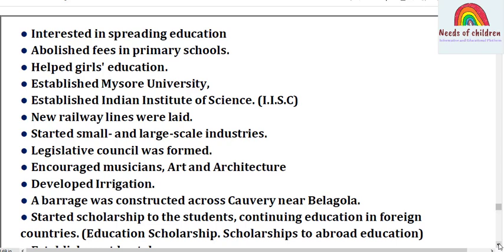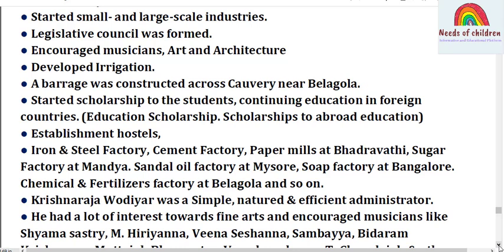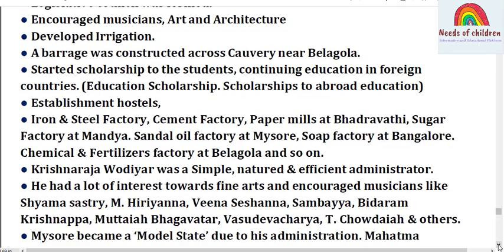Answer for this. Interested in spreading education, he abolished fees in primary schools, helped girls' education, established Mysuru University, established the Indian Institute of Science, new railway lines were laid, started small and large-scale industries, the Legislative Council was formed, encouraged musicians, art and architecture, developed irrigation, a barrage was constructed across Kaveri near Belagula, started scholarships to students, scholarships for education in foreign countries, established hostels, iron and steel factory, cement factory, paper mills at Bhadravati, sugar factory at Mandya, sandalwood oil factory at Mysore, soap factory at Bengaluru, chemical and fertilizers factory at Belagula, and so on.